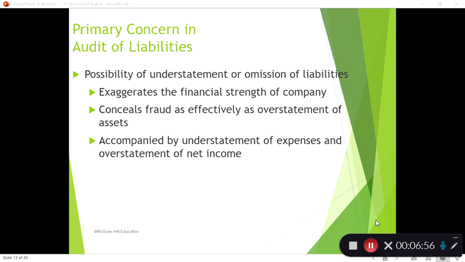So understatement means you're worried about completeness. Did you put everything in there that's supposed to be in there, or is it missing something? If your primary concern is overstatement, then you're focused on existence. So is that excess amount, does that actually exist?